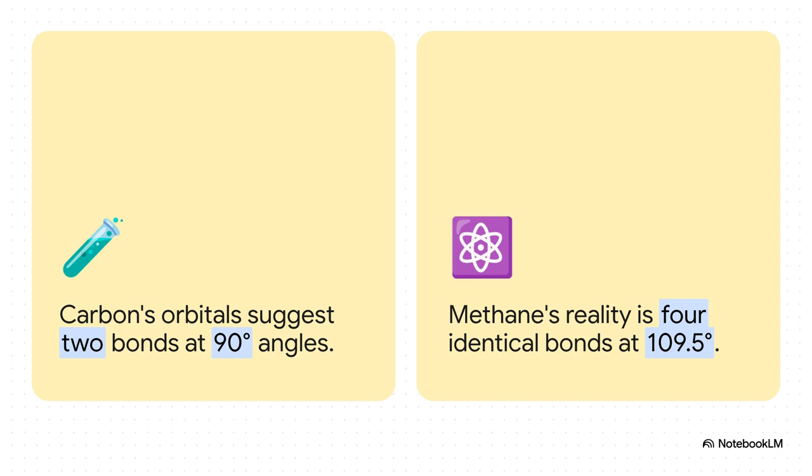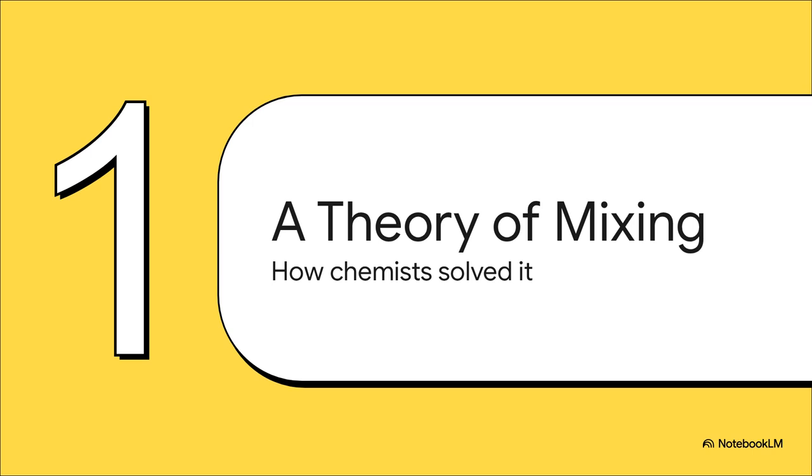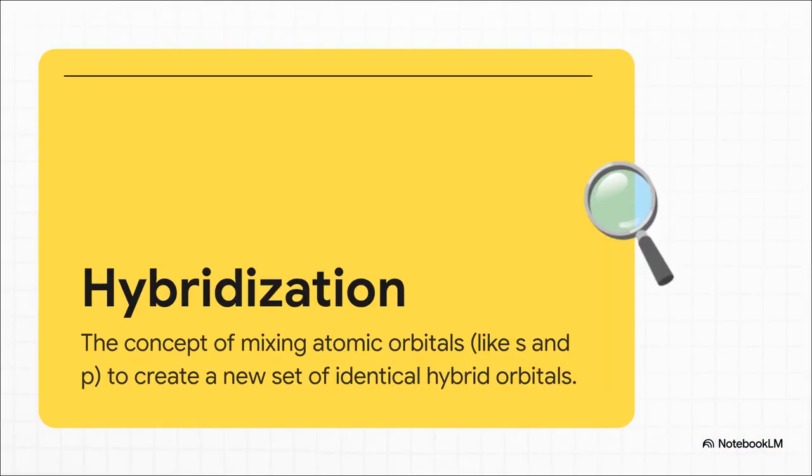So what's going on? Well, to solve this methane mystery, chemists did what they do best. They came up with a really elegant and incredibly powerful new idea. It wasn't that the old theory was totally wrong, it was just missing a crucial piece of the puzzle. They proposed a new concept, a theory of mixing. And that concept has a name you might have heard before, hybridization. The big idea here is that atoms are kind of smart. They don't just use their standard off-the-shelf orbitals to make bonds. Oh no. They can actually mix and blend those orbitals together to create a brand new custom set that's way better for building strong, stable molecules.